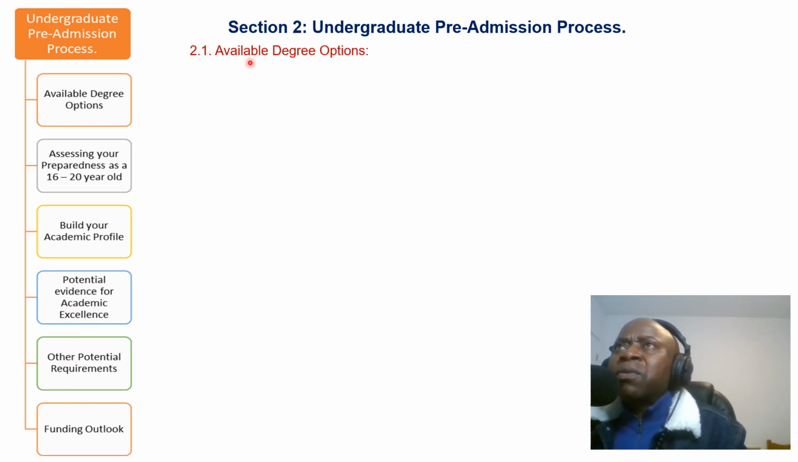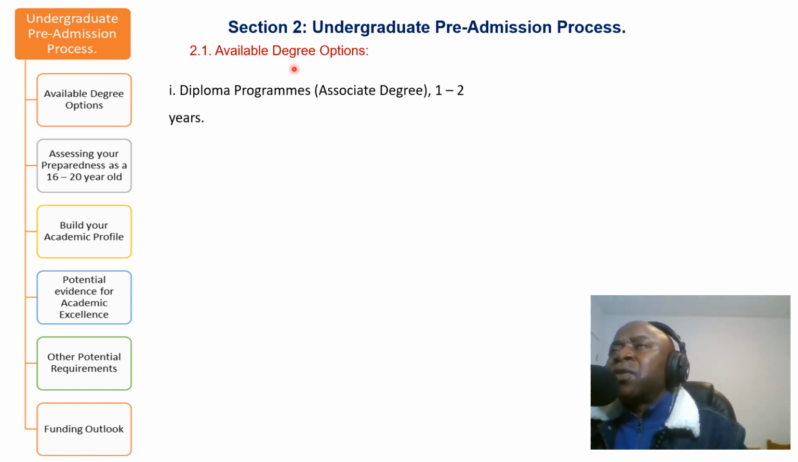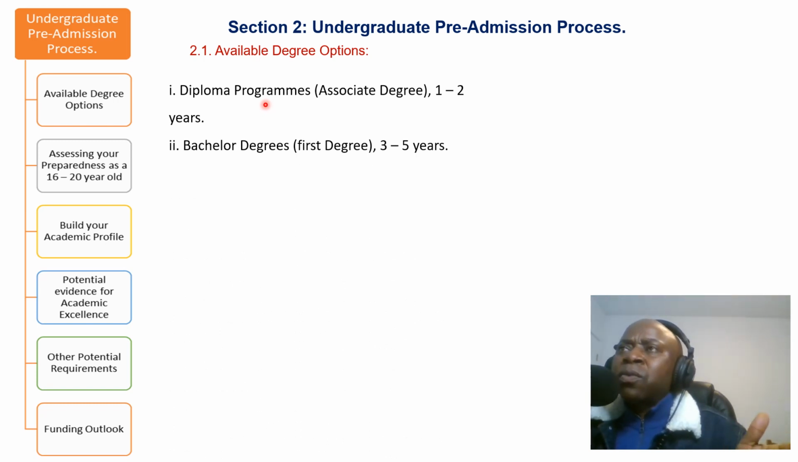So we will start with available degree options. Like we've said, we will concentrate on diploma programs, which in North America is called associate degree, precisely in the US. So that duration is between 1 to 2 years. Then bachelor degrees, which is what we call first degree, which is between 3 and 5 years.